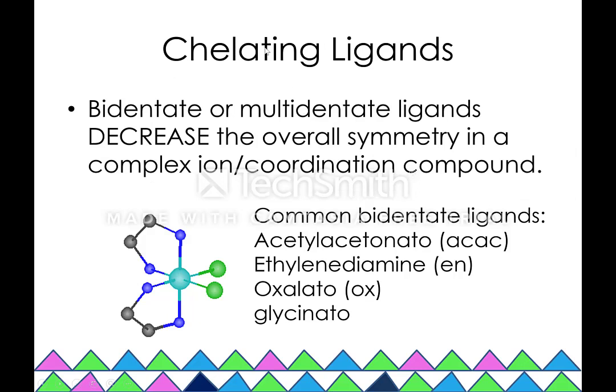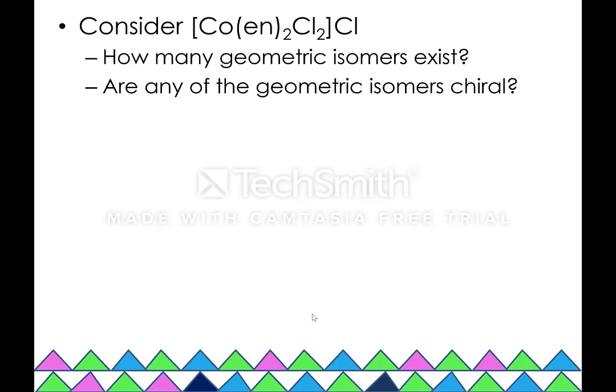Okay, so now we need to move forward and talk about chelating ligands. Chelating ligands are ligands that bind in more than one spot, or have at least 2 or more atoms that are donating to our metal center. Something that's really important to understand about bidentate or multidentate ligands is that they decrease the overall symmetry in a complex ion or a coordination compound. Some common bidentate ligands that we'll talk about are ACAC or acetylacetonato, ethylene diamine, which we've already seen a lot, oxalato, and glycinato. These are just a few bidentate ligands that you will see in this class.